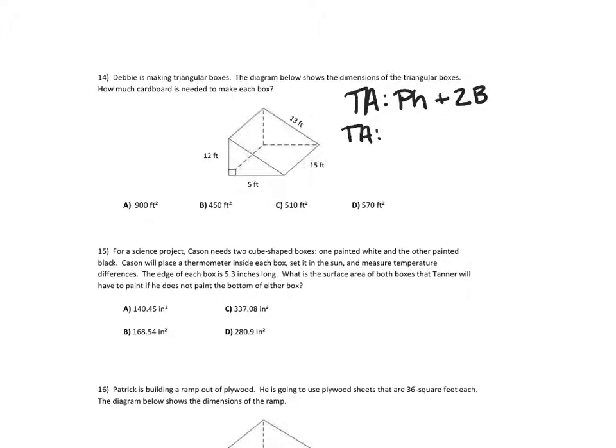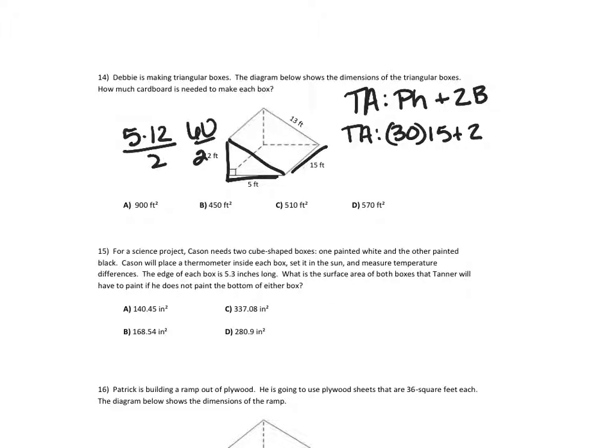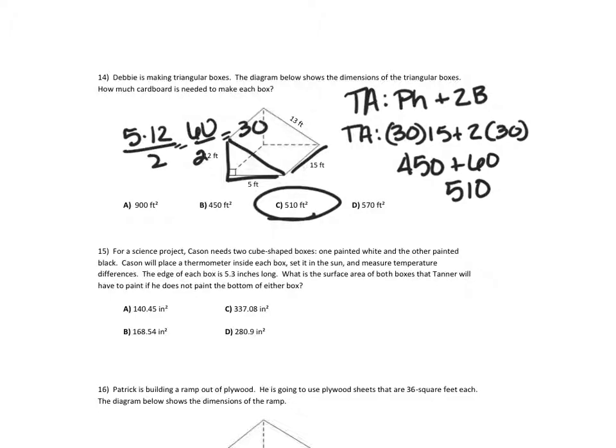So the perimeter would be 5 plus 13 plus 12. So that's 25 plus 5 is 30. The height is 15, plus 2 times area of the base. Well, your area of the base is going to be 5 times 12 divided by 2. So 60 divided by 2, which is 30. Okay, so 2 times 30. So 30 times 15 is 450 plus 60, which is 510, which is answer choice C.